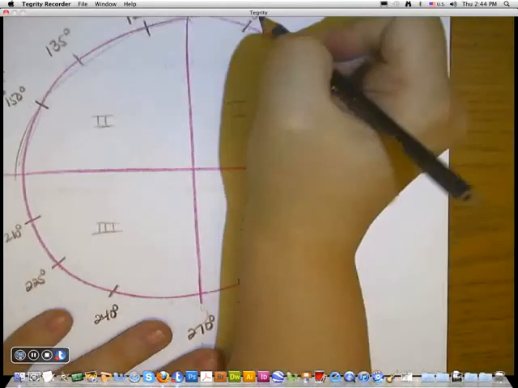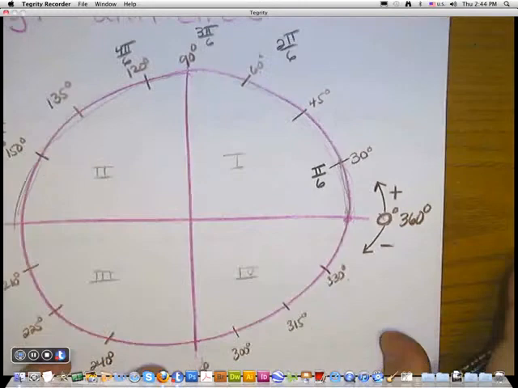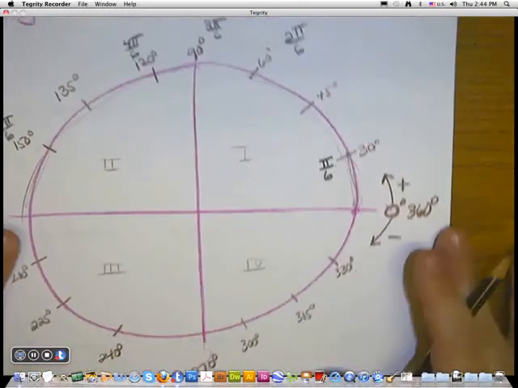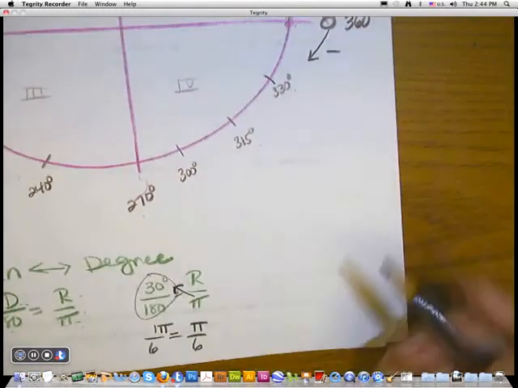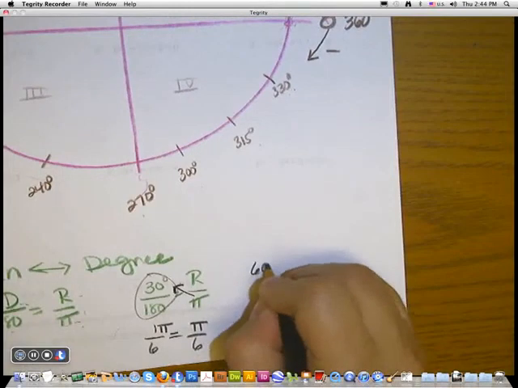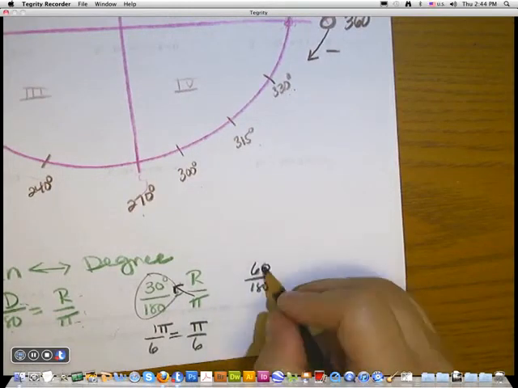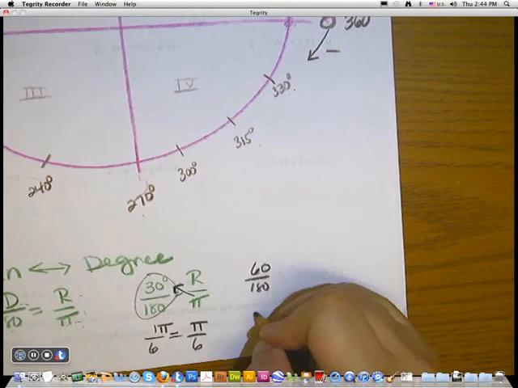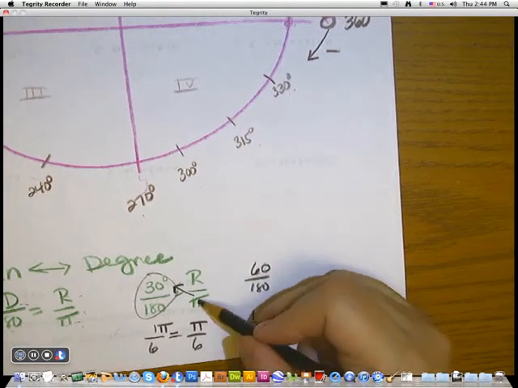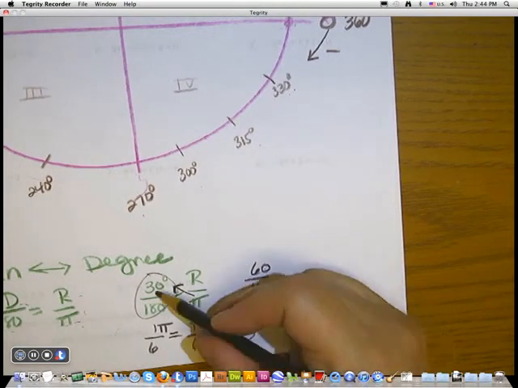So let's jump up to the 60 degrees. We'll come back to the 45. We just want to work on how these 30s and 60s work. So here I have 60 is to 180. Well, 60 is to 180 is actually 1/3. But now, remember, we're kicking over this pi.